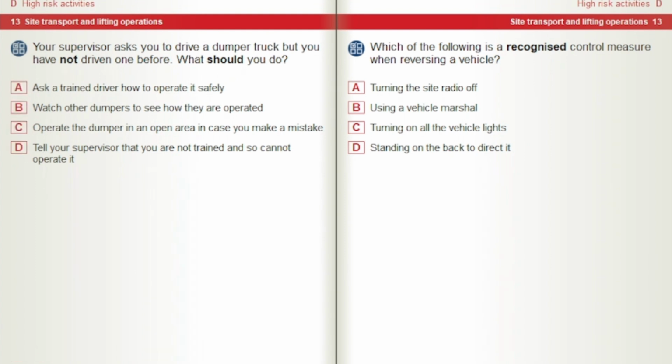Which of the following is a recognized control measure when reversing a vehicle? Turning the sight radio off. Using a vehicle marshal. Turning on all the vehicle lights. Standing on the back to direct it.